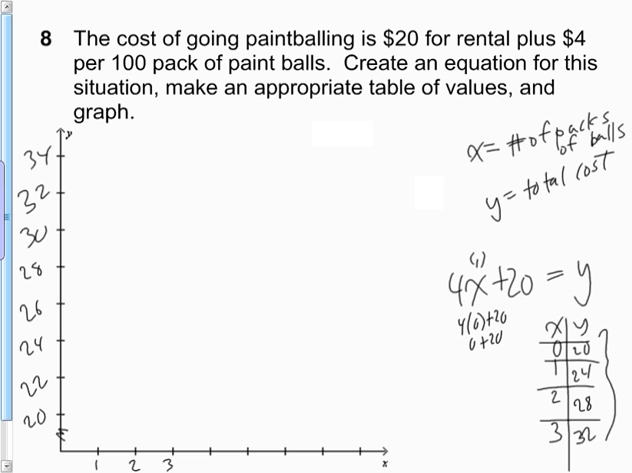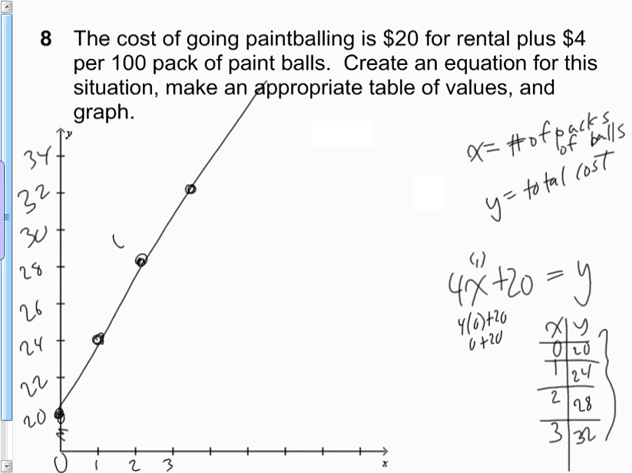So when x is 0, there's 0 on the x. Y is 20, that point right there. When x is 1, y is 24. When I buy 2 packs of balls, it'll cost me $28, which is right there. And when I buy 3 packs of balls, it'll cost me $32, which is right there. So there's your equation.